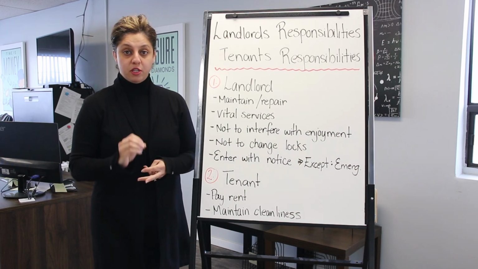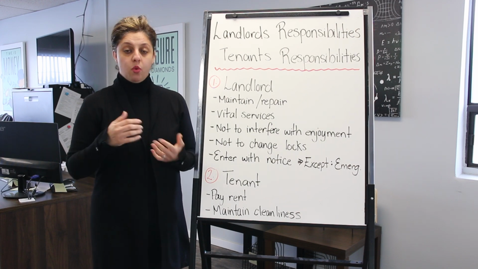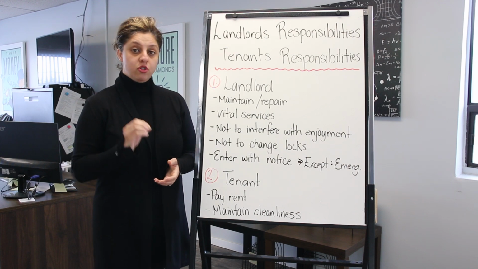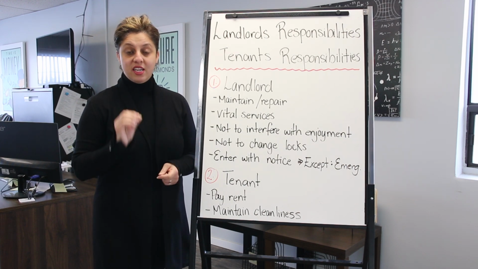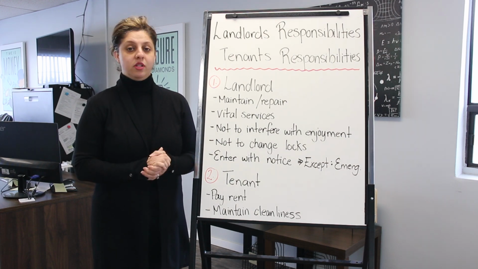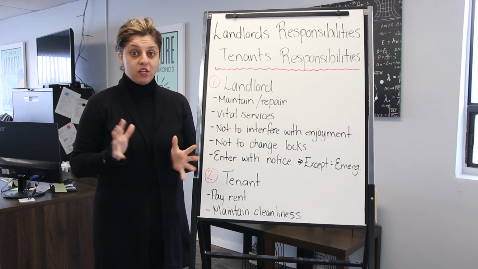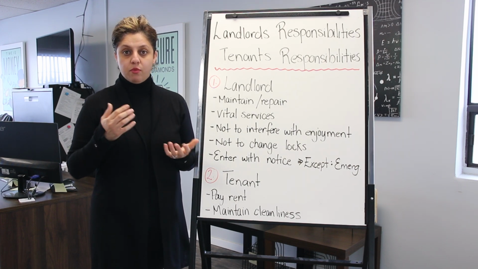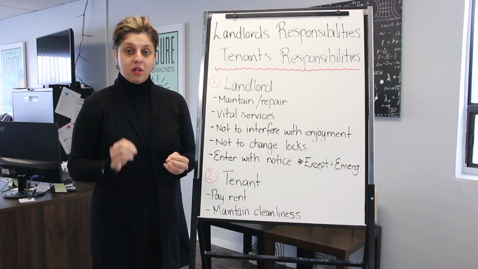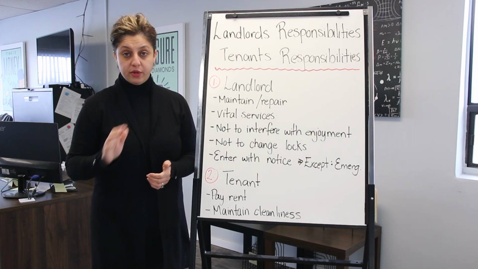The landlord is responsible to maintain and repair the rental unit or the rental premises when they become aware of the maintenance or repair request. The landlord is also responsible not to interfere with vital services. An example of that is if a tenant stops paying rent, some landlords get overanxious or frustrated and they want to shut off the water or the hydro. The landlord is responsible not to interfere with vital services for whatever reason.